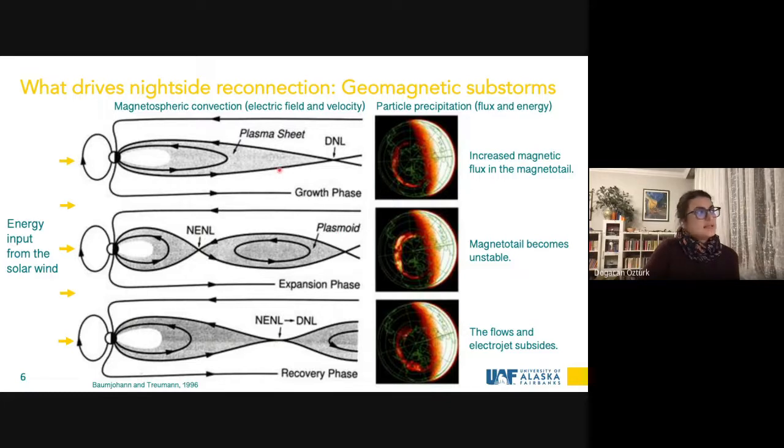For each of these magnetospheric convection phases, we can see the corresponding auroral substorm image. You can see that the growth phase corresponds to increased magnetic flux and the initial brightening. The expansion phase maps to the patchy portion of the auroral substorm, and the recovery phase is where the aurora starts to dim again and the flows and electrojet subside.